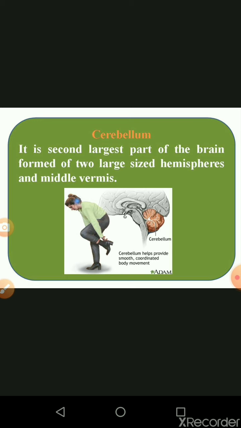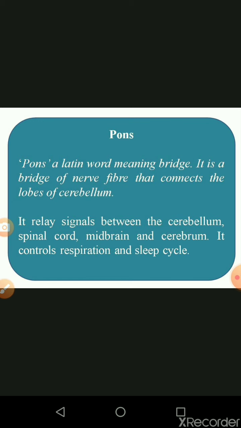First we are seeing the cerebellum. It is the second largest part of the brain. The first largest part is called the cerebrum, and the second largest is the cerebellum. It has 2 large sized hemispheres with a middle vein. It coordinates voluntary action and also maintains body balance. We perform voluntary actions in a coordinated manner, which is controlled by the cerebellum.